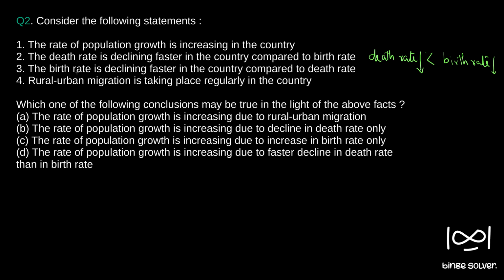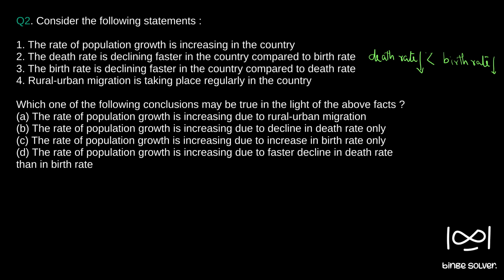Then the third statement is the birth rate is declining faster in the country compared to the death rate. So if you see, the third statement is contradictory to statement 2. Both cannot be true. There has to be some mistake while preparing the question, or if I wrote it down wrong, that could be the case also. If I made some mistake in noting down the question, do comment. I think the second and third statements have some issue. They look contradictory or exactly opposite.